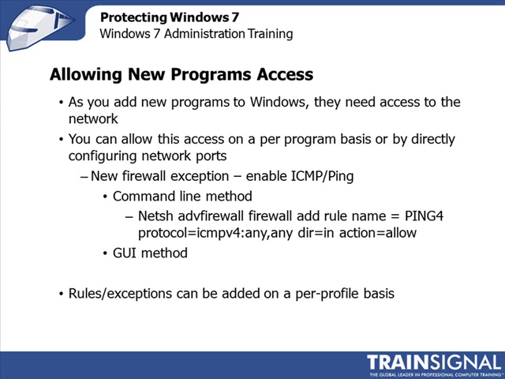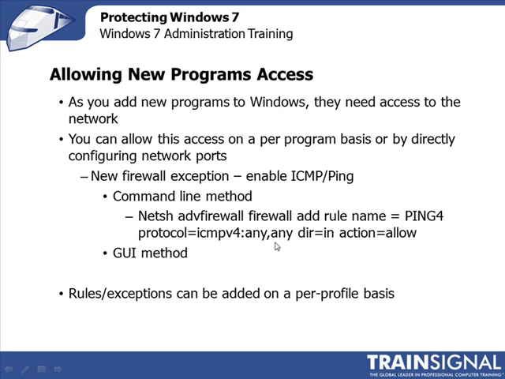We're going to use the command line method. We're going to use what's called the network shell from the command line, and we're going to add this rule to the Windows Firewall. What this says is, from the network shell, the advanced firewall rule, we're going to add a rule named ping4. The protocol is ICMPv4, or Internet Control Message Protocol version 4. This is going to be an IPv4, or a regular old everyday TCP/IP rule. You can create an IPv6 version of this rule if you wanted to.